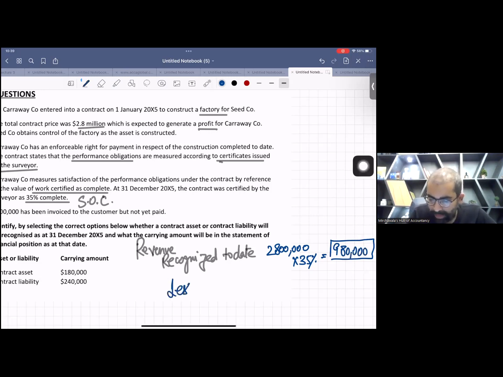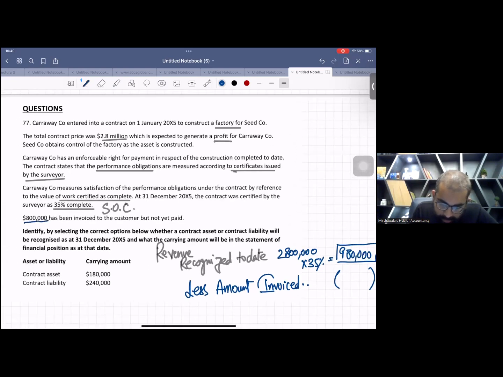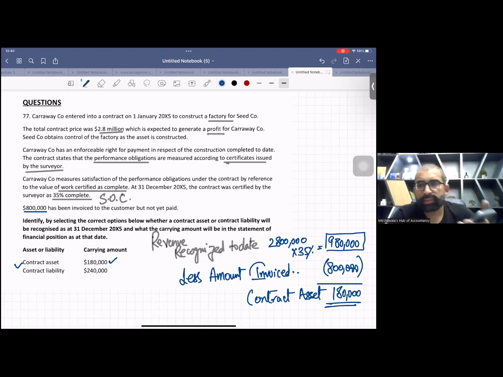Now, what you have to deduct is the amount invoiced to date. Very simple. Can you see the question? 800,000 has been invoiced to the customer, but not yet paid. We have sent the invoice of 800,000, but we haven't received a single penny. So we only want the amount invoiced, which is 800,000. So what is your contract asset? The contract asset is 180,000. This is your answer. Please check.